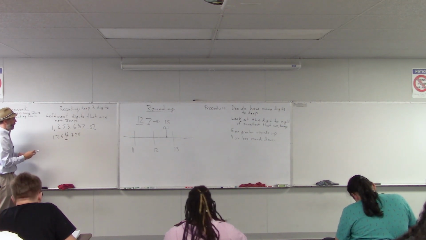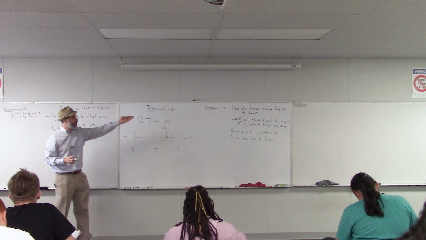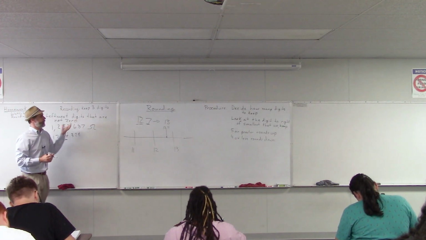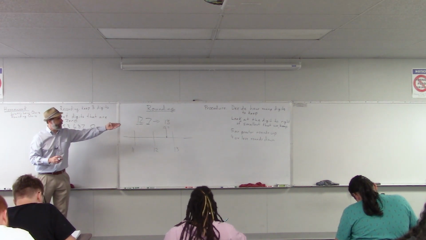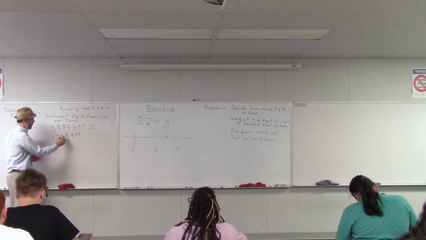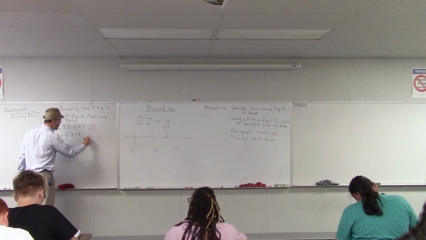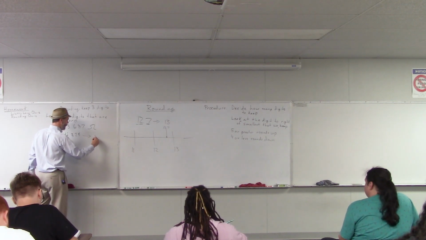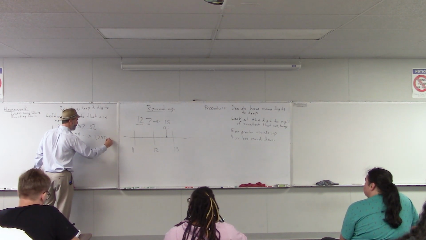So if we were going to do this, we would follow our procedure. We wanted to keep 3 digits, so that would be the first 3. Then we look to the digits to the right of the smallest one, and in this case it's 3 or 4, so that would round down. So this would round to 1,250 ohms.